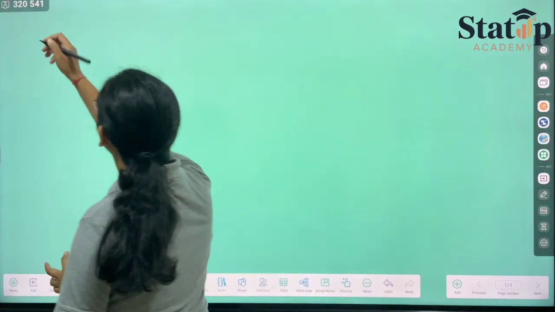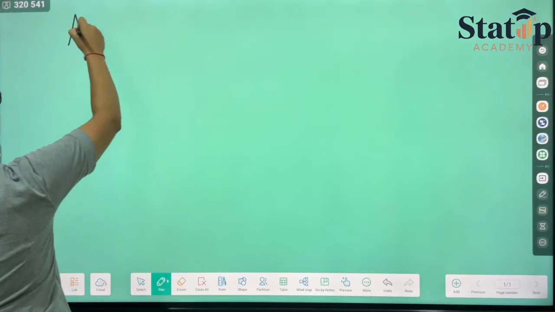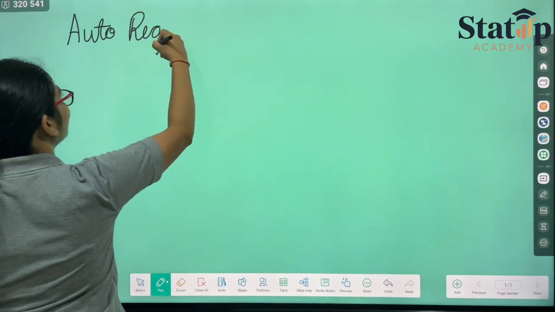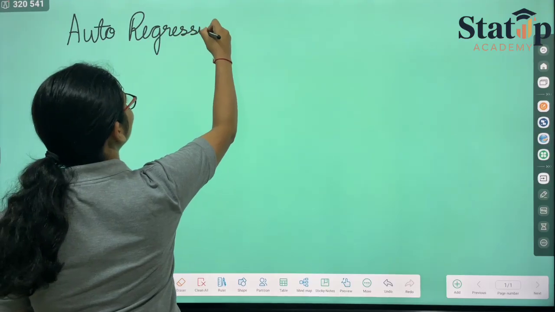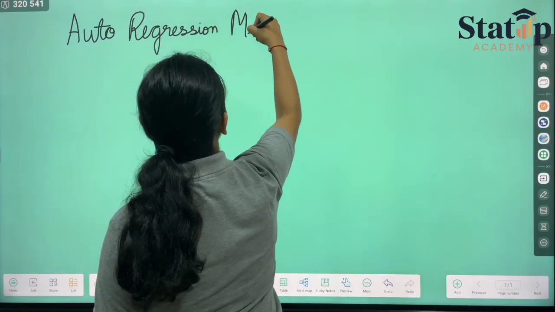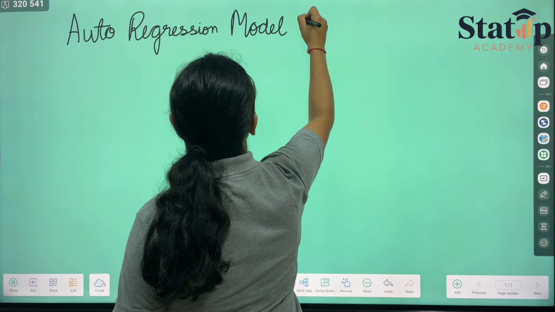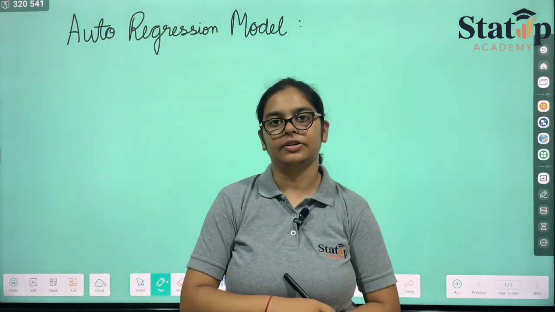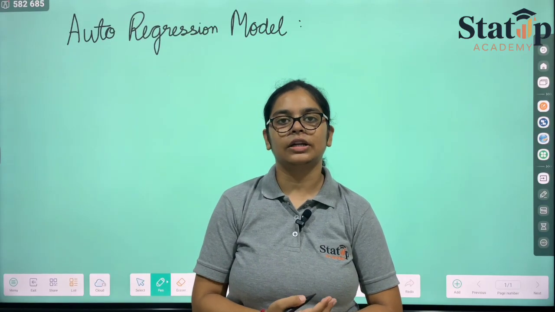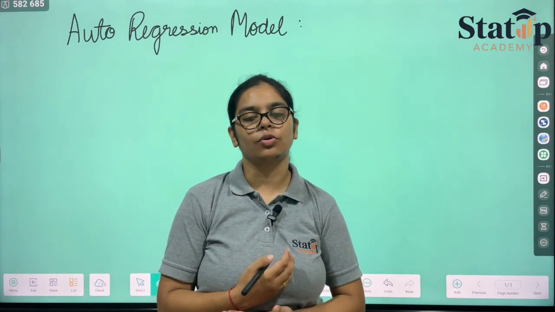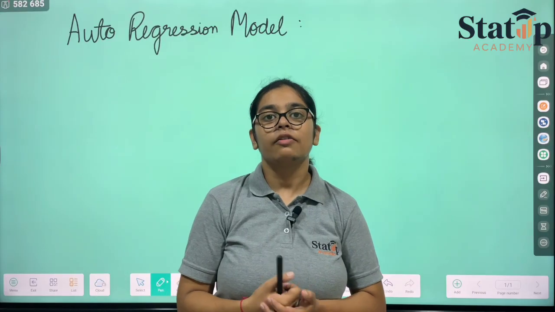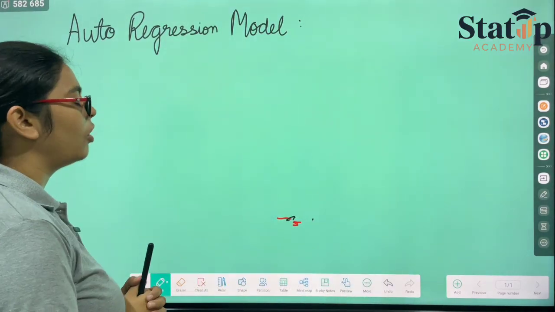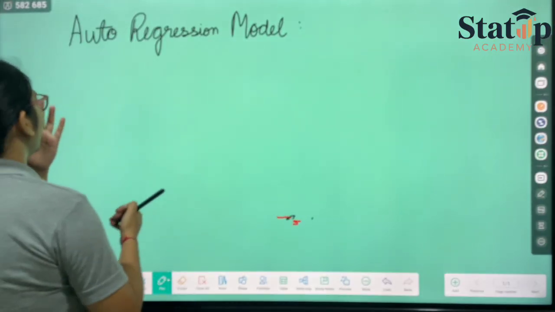Autoregression model. Today's topic is auto. Now, when our variable or our error term are correlated with each other, then we use the auto-correlation method, which is a symbol of endogeneity. So, what is an autoregression model?